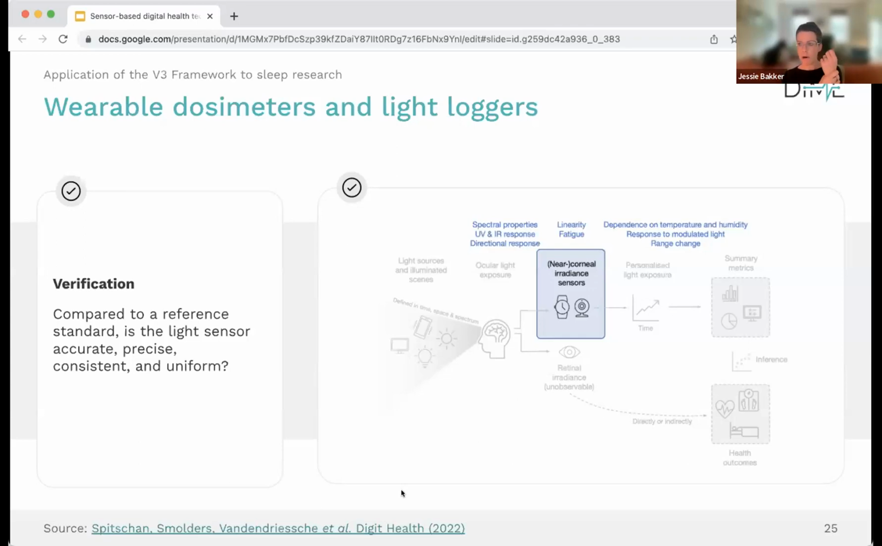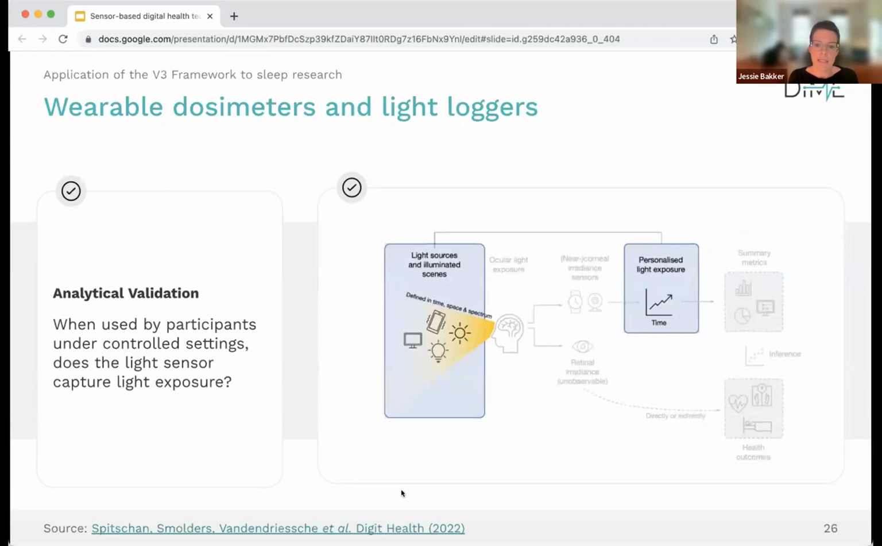So it might be on a watch, or it might be on glasses. It might be an environmental sensor that's not connected to the body. And of course, there may be the potential for environmental considerations, such as the performance of the light sensor under different temperature or humidity considerations too. So all of that is an engineering-focused assessment of the quality of the light sensors.